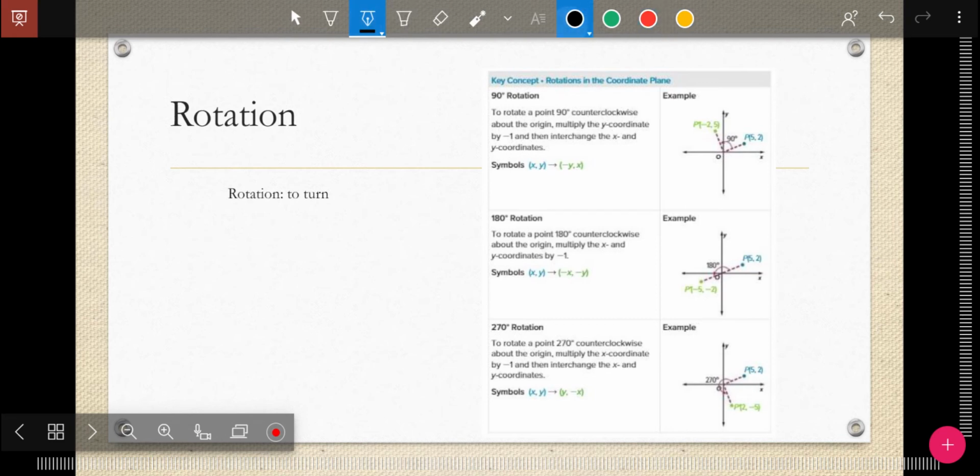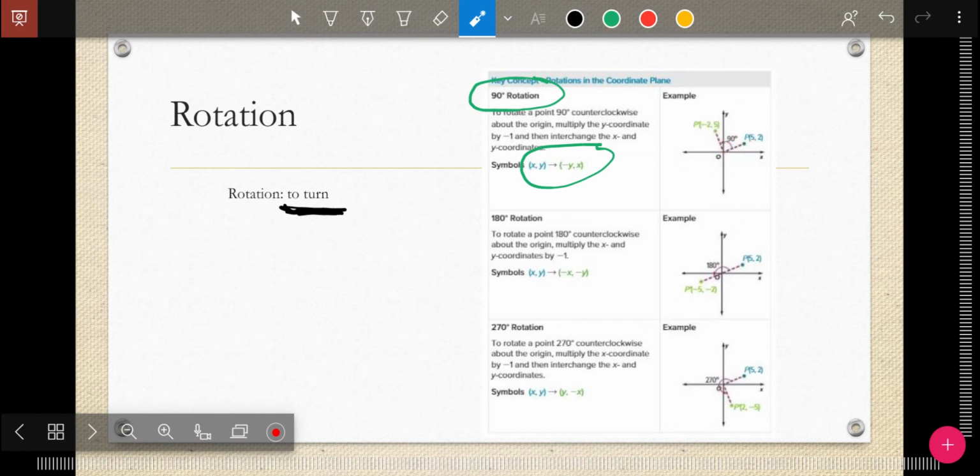Next we have rotation, and if you don't know that rotation is to turn it, then please make a note of that. And then we have lots of rules to go on here. The first rule has to do with a 90-degree rotation. It's going to say 90 degrees counterclockwise, which means we always are turning from quadrant 1 to quadrant 2 to 3 to 4 counterclockwise.